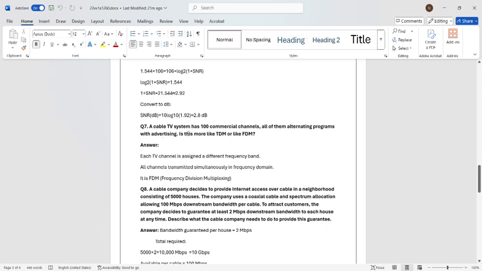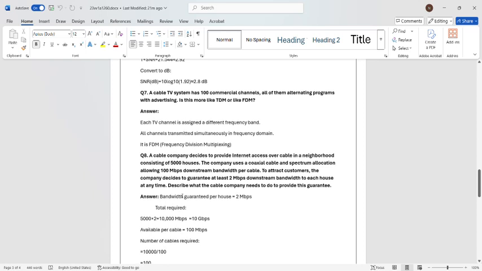A cable TV system has 100 commercial channels, all of them alternating programs with advertisements. Is this more like TDM or like FDM? Each TV channel is assigned a different frequency band. All channels are transmitted simultaneously in the frequency domain. It is FDM, frequency division multiplexing.